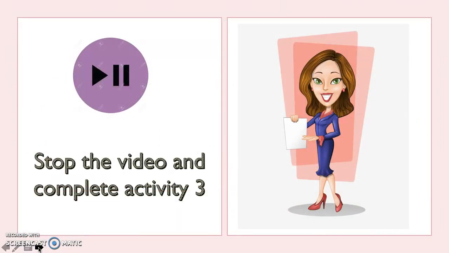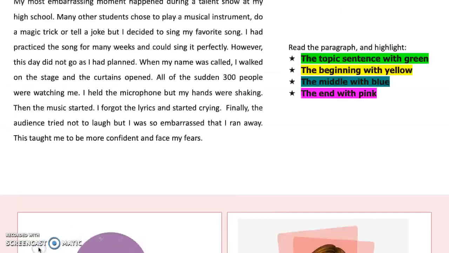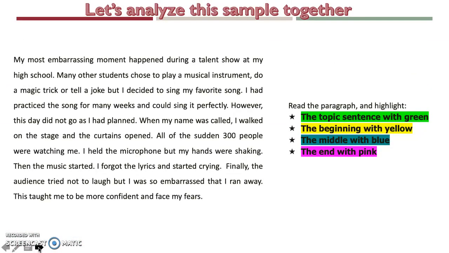Let's stop the video again and complete activity number 3. When you're ready, play the video. Let's analyze this example together. What I want you to do is to identify the 4 elements in the narrative paragraph: the topic sentence, the beginning, the middle, and the end. So, are you ready? Let's read this together.